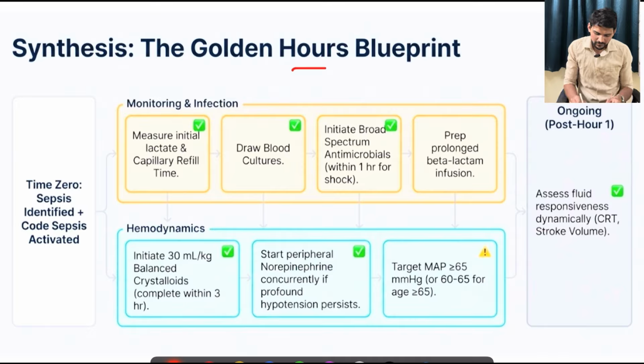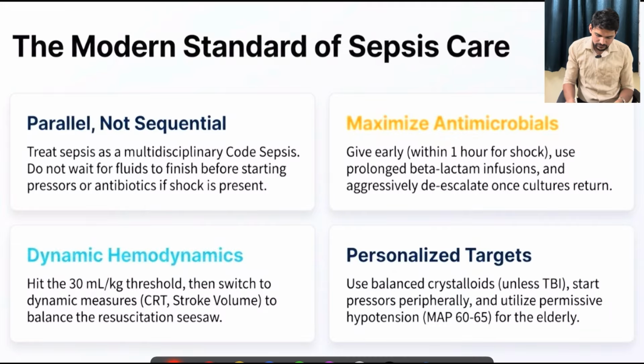So the golden hour, initially, a few things are very important. Initial lactate level and fluid status, basal fluid status should be checked. Send for blood cultures, initiate antibiotics within 1 hour. You can utilize broad spectrum ones. And initial fluid is very important. Complete it within 3 hours. Start peripheral inotropes if BP is low. Vasopressors: don't wait for central line. Target mean arterial pressure. And always dynamic fluid assessment is very important, using some parameters which we have discussed already.